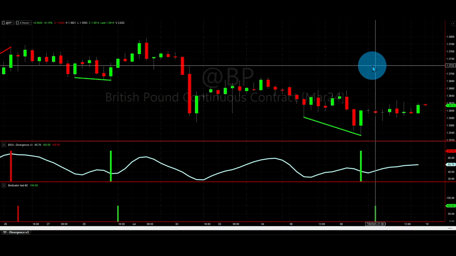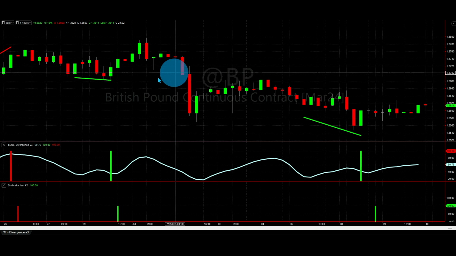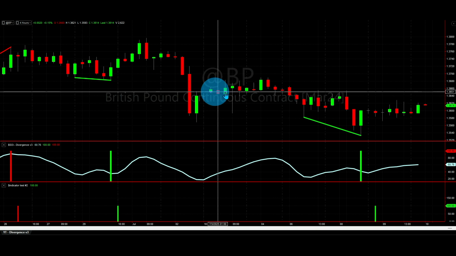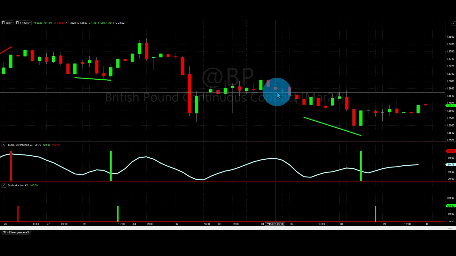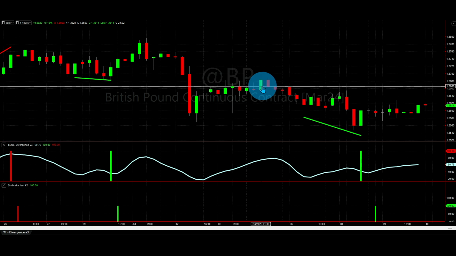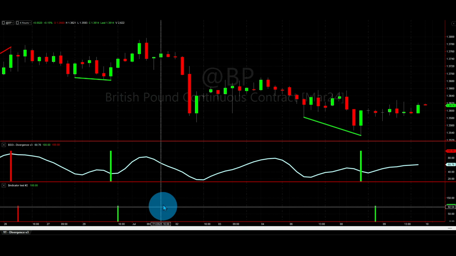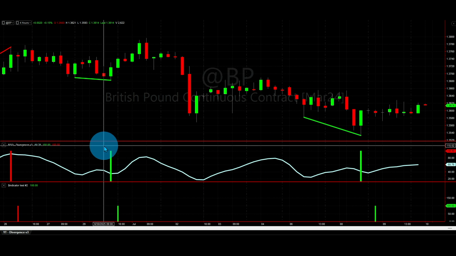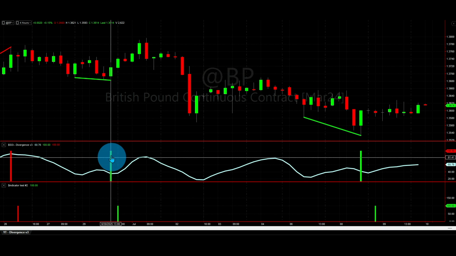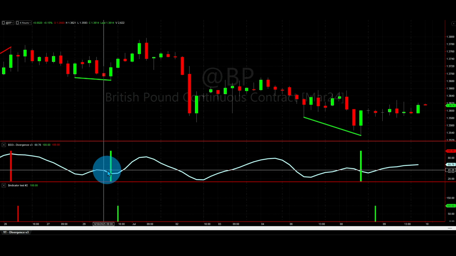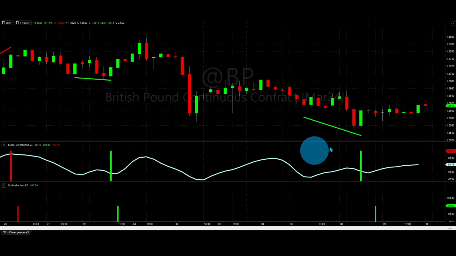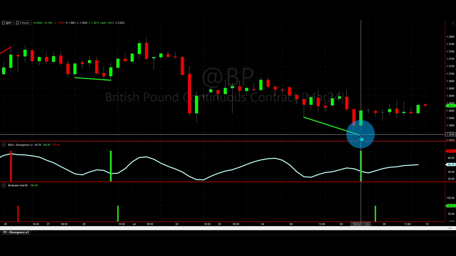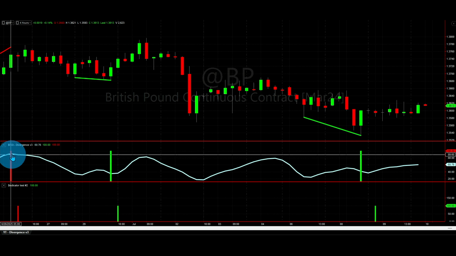So here is an example of the divergences. I have an instrument here. This is the British pound futures on H4. So each bar is 4 hours. And I have here the stochastic. And these histogram bars tell me when a divergence happened. So for example, here, it shows me the divergences happened on this bar. Same thing here, same thing here.